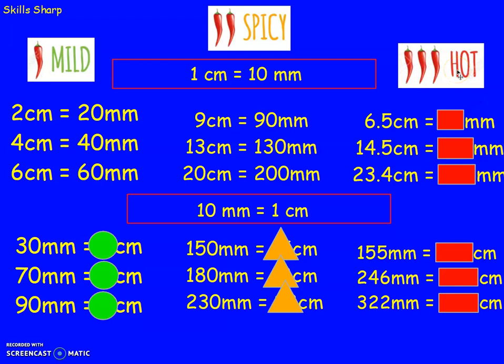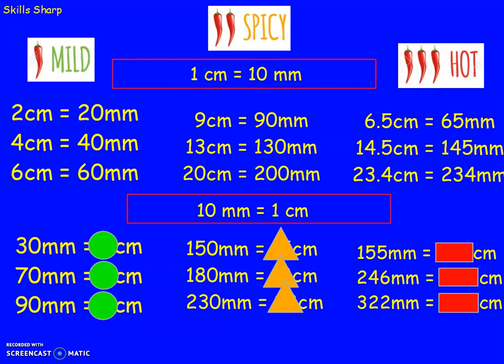Hot is a little bit trickier because we've got our decimal points in there. So instead of adding a 0 on the end of the sum like we have done in mild and spicy, you will remember that we move the decimal point 1 place. Let's see how we've done. 6.5 centimetres would be 65 millimetres. 14.5 centimetres would be 145 millimetres. 23.4 centimetres would be 234 millimetres. Well done if you managed to get those right. Give yourself a tick.